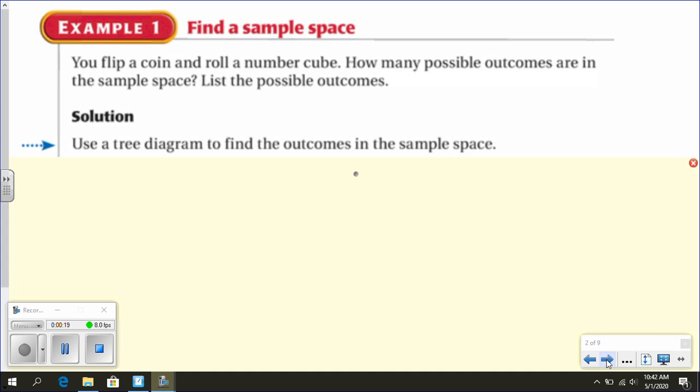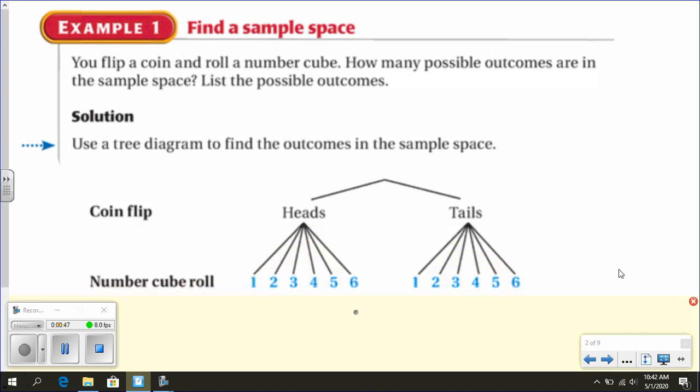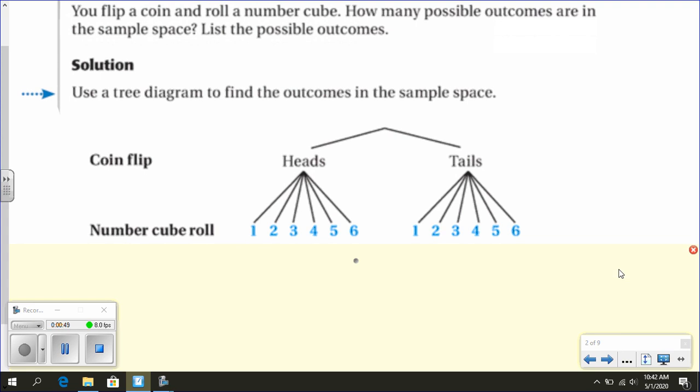So for example 1, we flip a coin and we roll a number cube. How many possible outcomes are there in the sample space? List the possible outcomes. An easy way to figure out what the sample space is, is by using a tree diagram. So we first flip a coin. There are two possible outcomes of that, either heads or tails. Next, we roll a number cube. Well, there are 6 possible outcomes for that because there are 6 sides of a number cube.